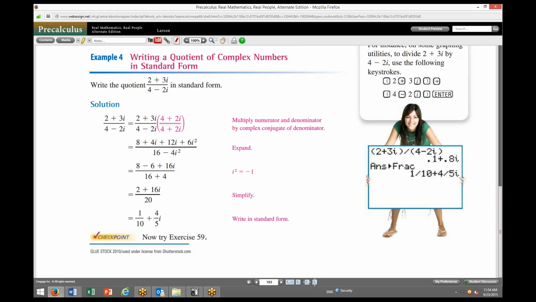And you actually can do that here to check this answer. They don't show it here in the text, but I'm telling you, you can take this 1/10 plus 4/5 i and use complex number multiplication, multiply that complex number, 1/10 plus 4/5 i, times the divisor of 4 minus 2i, and when you do that correctly, you'll get the 2 plus 3i, the number we were originally dividing into. So it's a good way to check your answer, for instance on a test where you wouldn't really be sure you got the right answer.